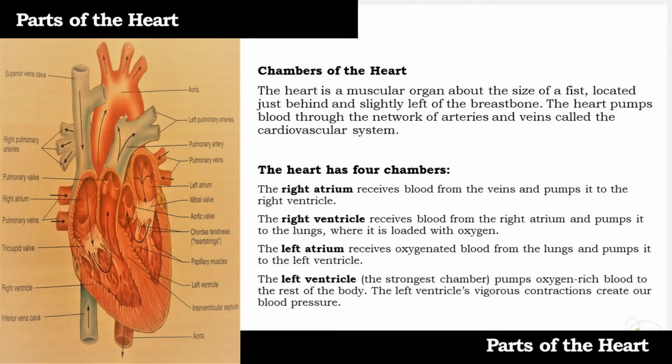The right ventricle receives blood from the right atrium and pumps it to the lungs, where it is loaded with oxygen. The left atrium receives oxygenated blood from the lungs and pumps it to the left ventricle. The left ventricle, the strongest chamber, pumps oxygen-rich blood to the rest of the body. The left ventricle's vigorous contractions create our blood pressure.